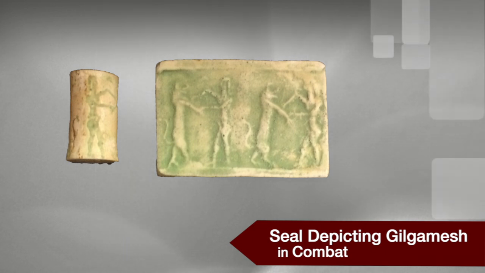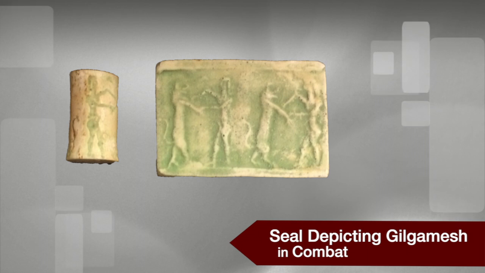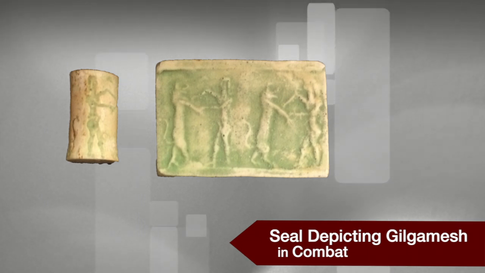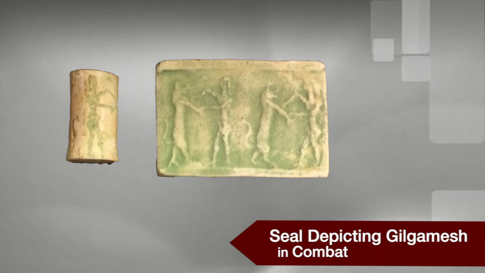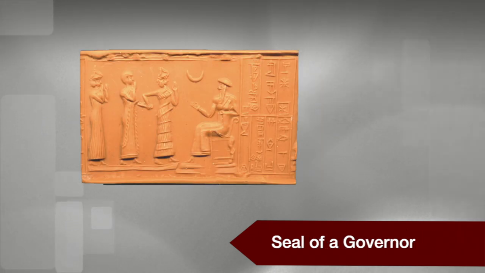Gilgamesh wrestled with lions and also the bull-man Enkidu, who would become his friend. Gilgamesh was one of the most important figures of Sumerian mythology, and there are many seals that depict scenes similar to this. This next seal is one that specifically identifies ownership.